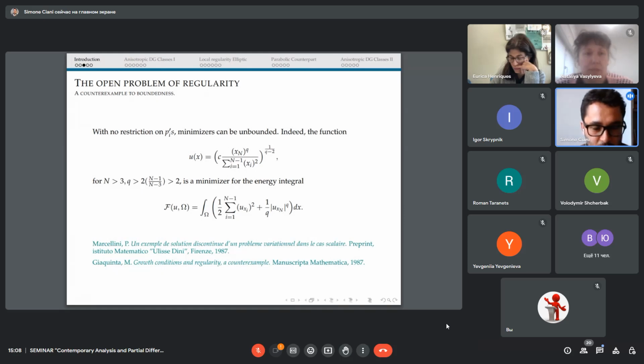So our first idea is that with no restriction on the exponents p_i, which can be whatever from 1 to plus infinity, some minimizers of this functional F(u) can be unbounded. Here is an example from the late 80s, 87, from Marcellini, and another counterexample was provided a little before by Giaquinta. They say in short that if the p_i's are too far from each other, we can have a minimizer, an extremum of this functional F(u), which is unbounded. And so, if we want to make a complete, meaningful theory of regularity, we have to avoid these particular unbounded solutions, and we don't want them.